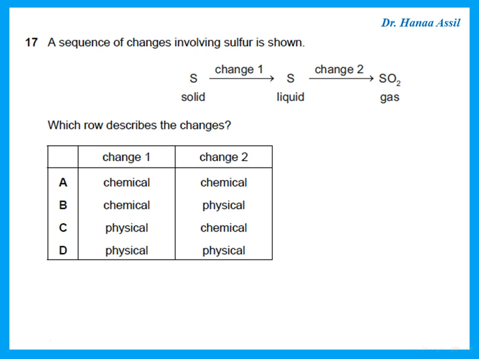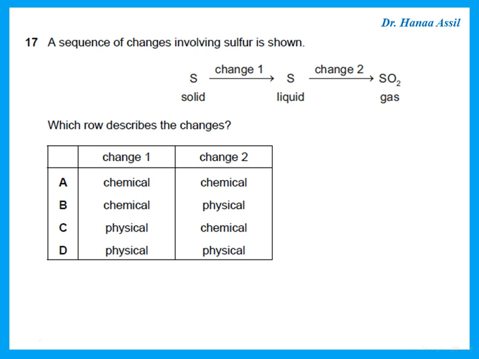A sequence of changes involving sulfur is shown. Which row is the correct description for the change? So changing solid to liquid. We said if we do melting or freezing or condensation or boiling or evaporation, things like that, we're just changing from one state to another.